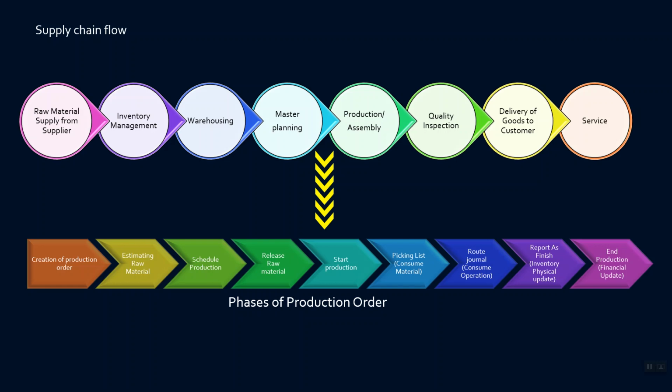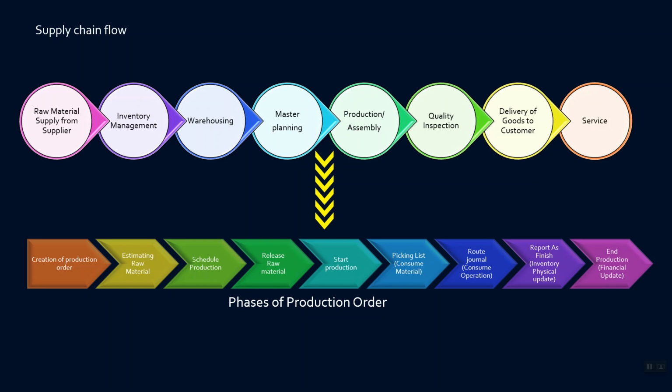Once the scheduling process is done, once you have all the material and all the resources to schedule, you release that particular production order. The release phase is mostly used with advanced warehouse management. In the normal production process, it does not have any impact. Then the next phase is to start the production order.